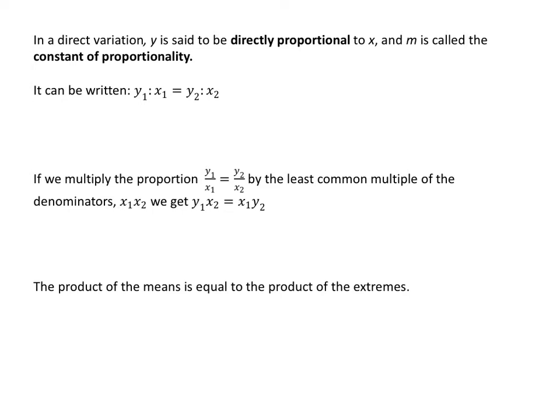Here I'm going to use some different terms to describe the same thing. So in a direct variation, we say that y is directly proportional to x, and m is the constant of proportionality, right? We just said it was the constant of variation. That's the same. And you actually can write it like this. When you do this, we actually have terms for each one of these. So these two inside values here are the means, and the two outside values are the extremes.